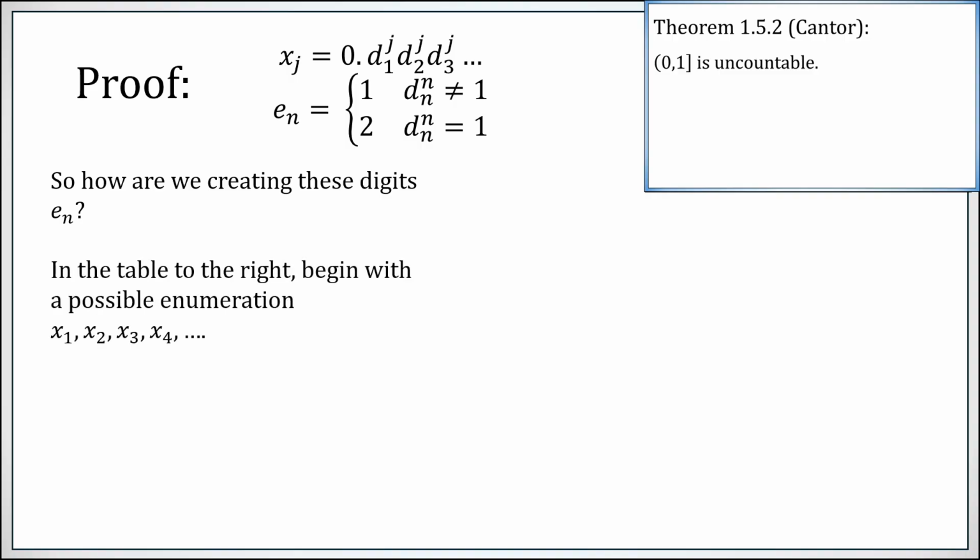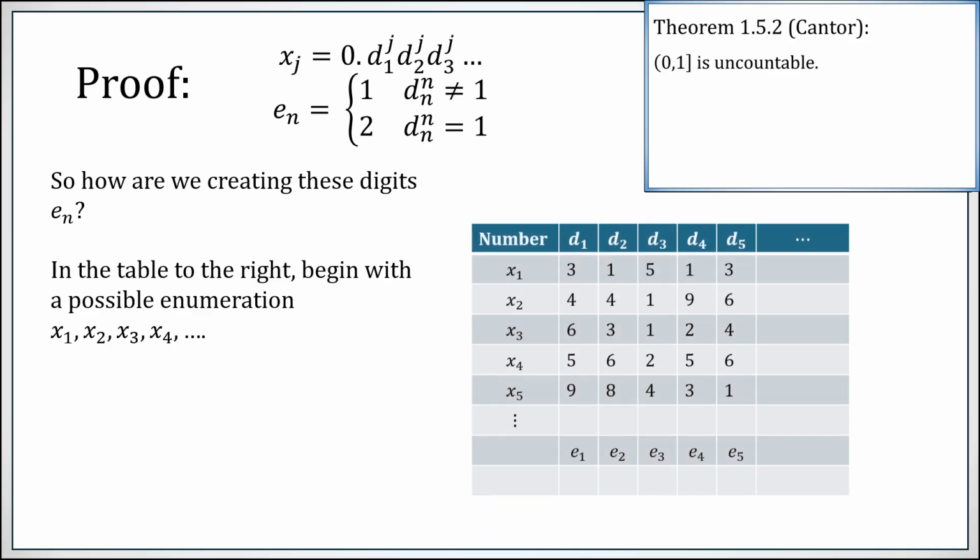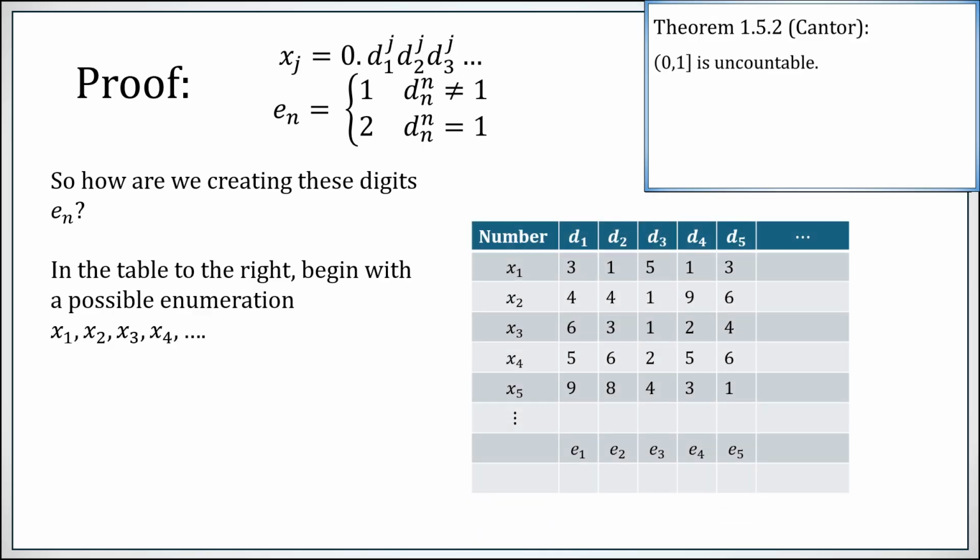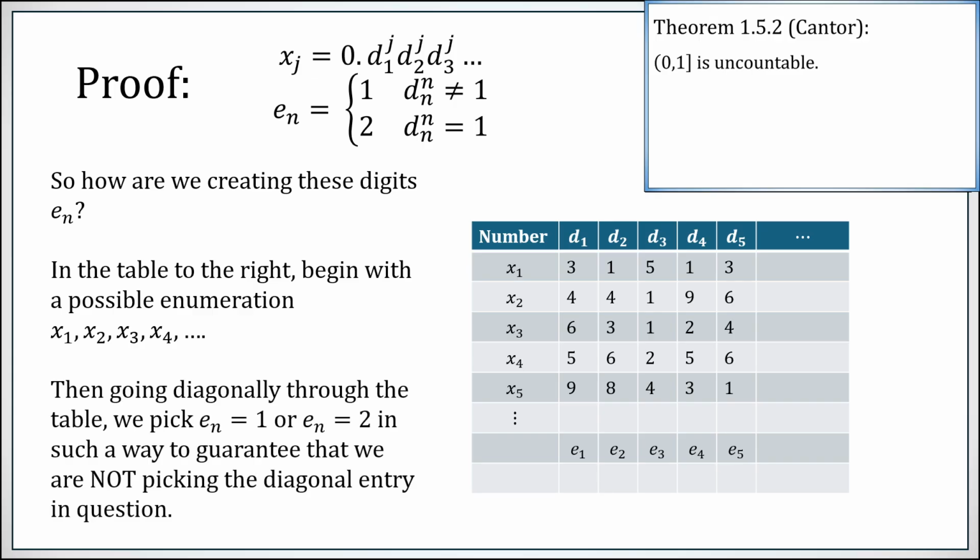So in the table to the right, suppose we have x1, x2, x3, x4. Remember, by assumption, this contains every real number, and here are their unique decimal representations. x1 is 0.31513 and so forth. x2 is 0.44196, whatever. They all have unique decimal representations. There they are. So we're going to go diagonally through this table, looking at the first entry of x1, the second entry of x2, and so forth. Then we're going to pick our e's to either be 1 or 2 in a way that guarantees it's different than whatever this diagonal pick is.